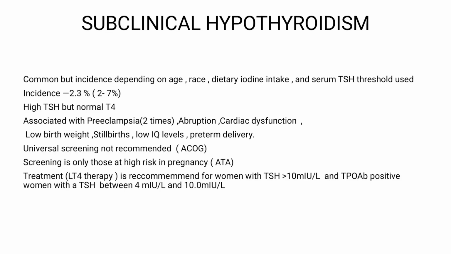hypothyroidism. So what happens here is that the T4 value is normal, but the TSH is on the higher side, and this is also associated with preeclampsia, twice the risk, abruption, cardiac dysfunction, low birth weight, preterm delivery, mentally retarded baby, and stillbirths. Universal screening is not recommended, but according to ATA we have to screen patients under the high risk category. After levothyroxine therapy, if the TSH is still more than 10 milli-international unit per liter and the TPO antibodies are positive, we have to advise levothyroxine therapy. And if the female's TSH is between 4 to 10, then levothyroxine therapy is started.